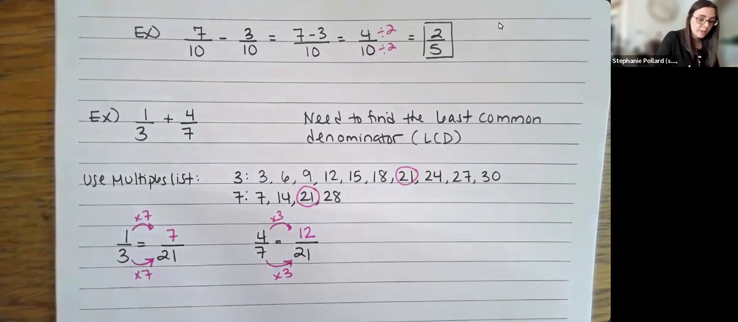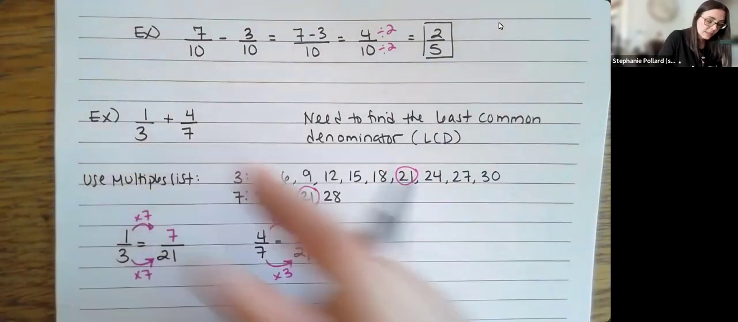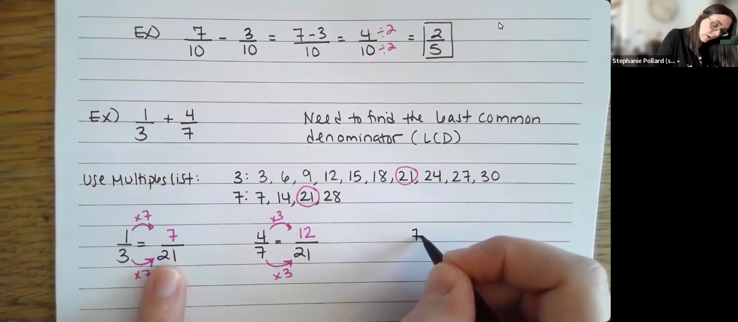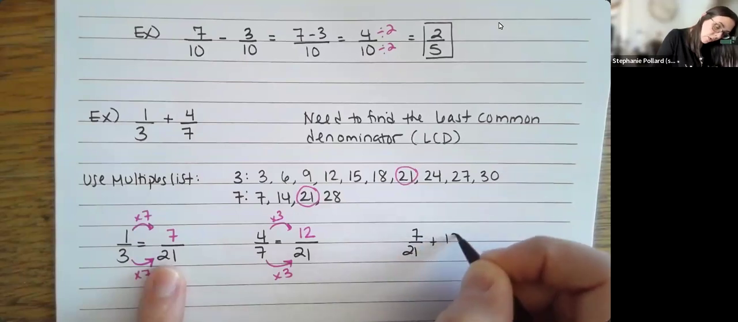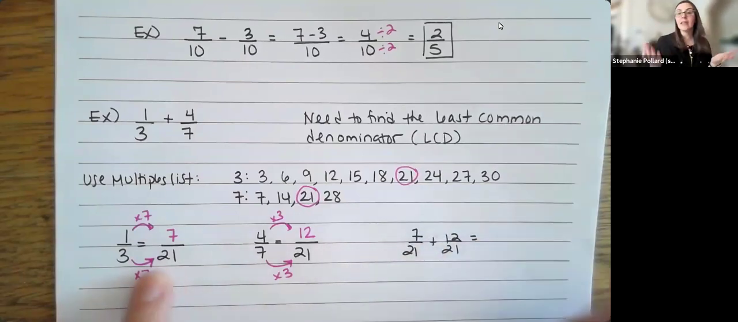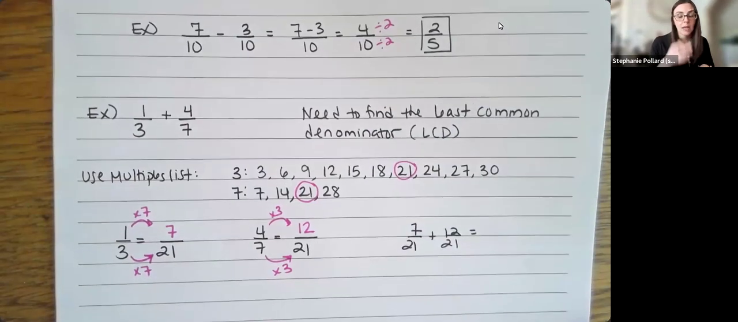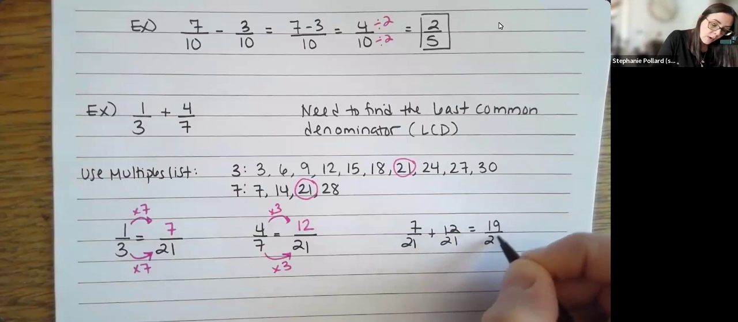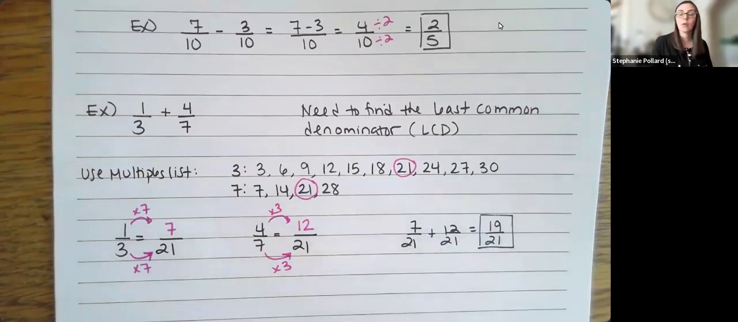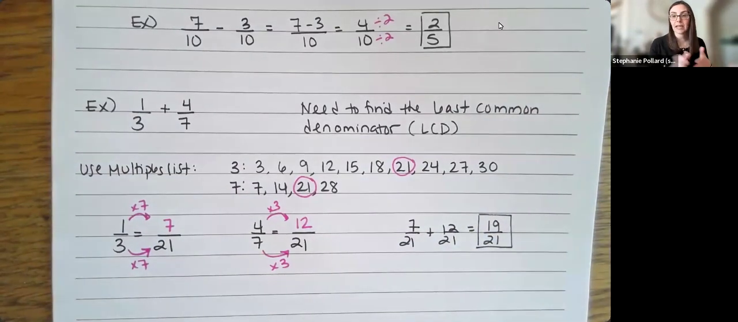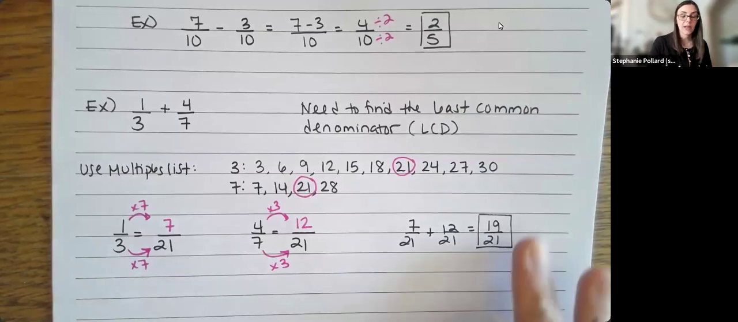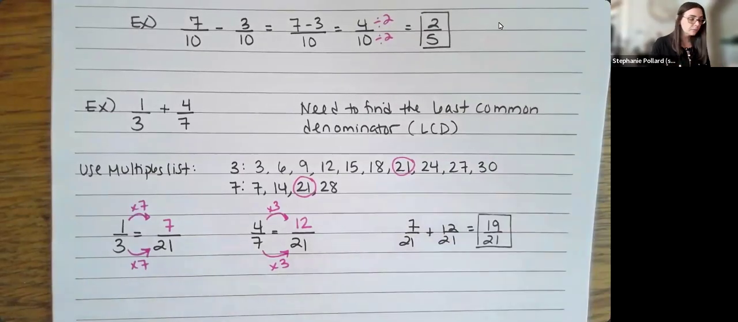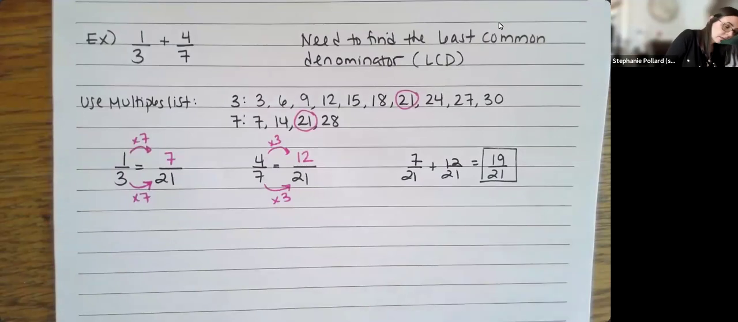So the problem ends up becoming, instead of 1/3 plus 4/7, we'll write it as 7/21 plus 12/21. And then now you have a problem that you can work with. 7 plus 12 is going to be 19. 21 stays. So remember, you're doing all that work to get to that denominator, so it's going to stay as 21. If you could simplify at the end, you would. Let's do another one.